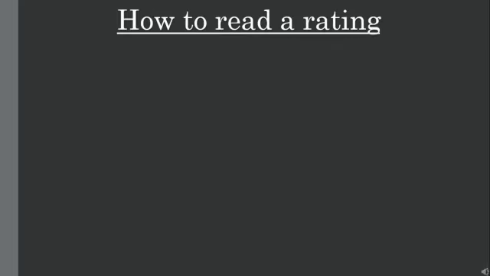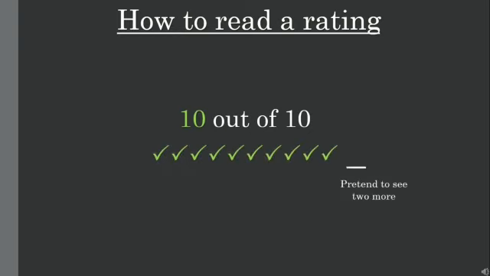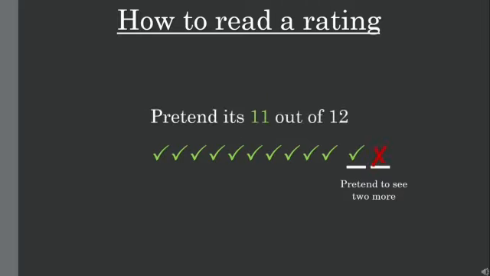When you see an online rating, something like this, 10 out of 10, you pretend that there were 2 more ratings, one that was positive and one that was negative. In this case, you pretend that there were 11 out of 12, which would give you 91.7%. Now this is your probability of getting a good experience with the first seller.